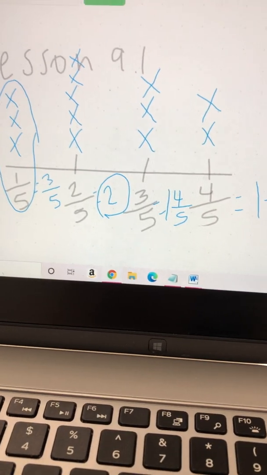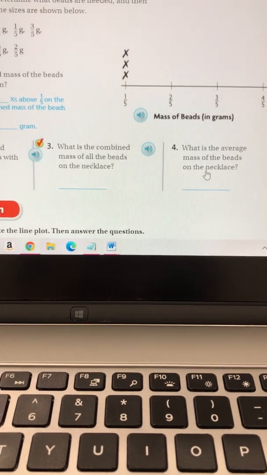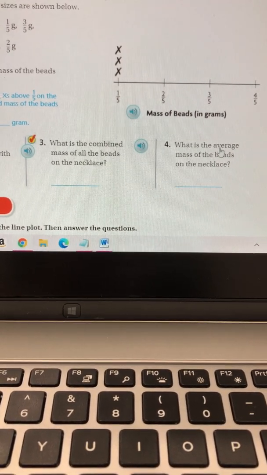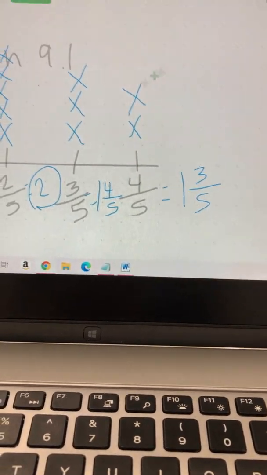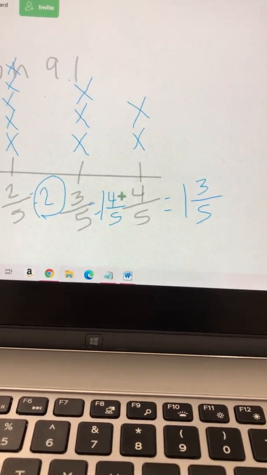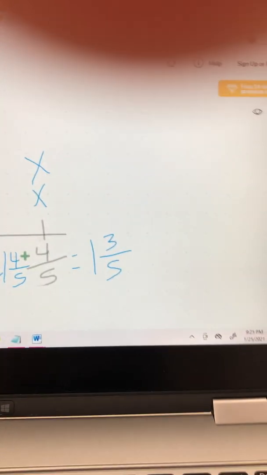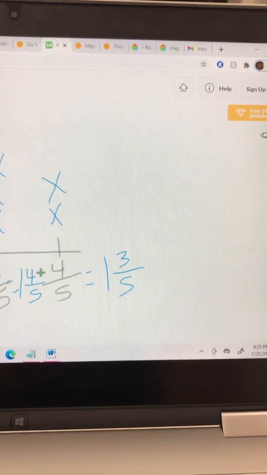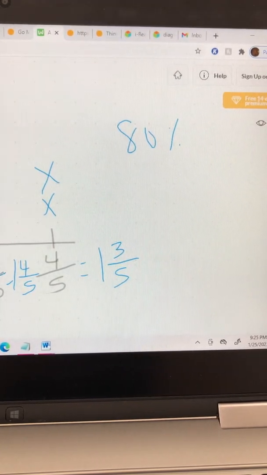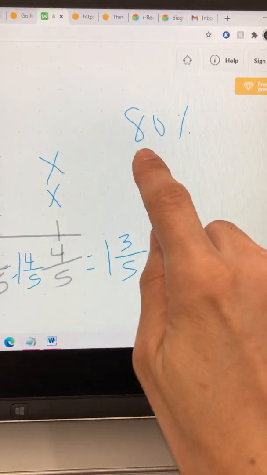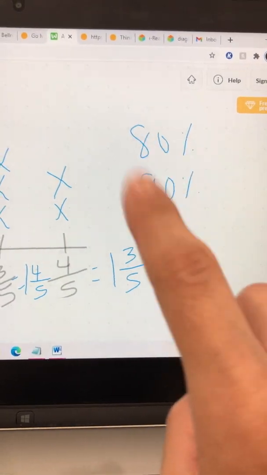Now, the next part of the lesson is number 4. What is the average mass of the beads on the necklace? This word here, average, is something new. For example, let's forget about this for now, and let's say you wanted to find out the average of 2 of your scores. Let's say that Evangeline scored an 80% on one of her math tests, and then on another math test she scored a 90%. And she wants to know her grade, her average for these two.